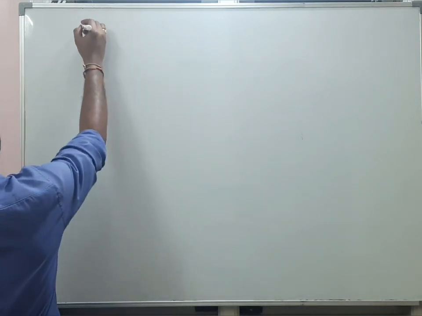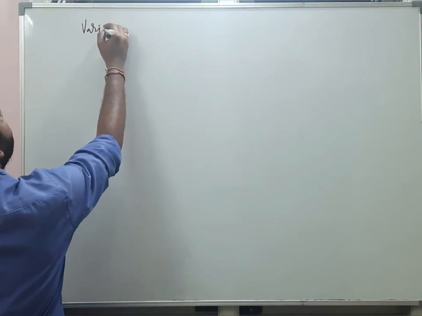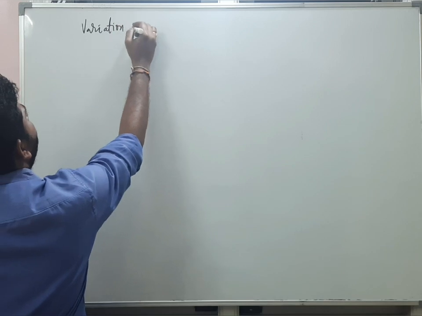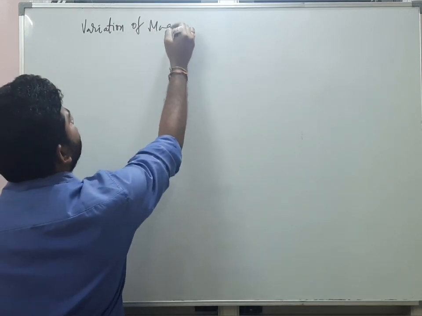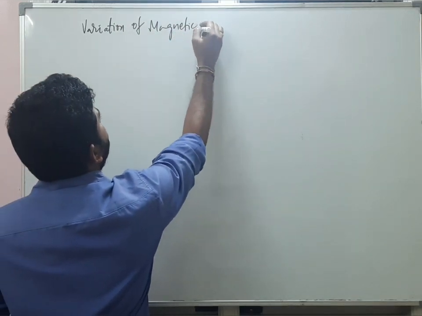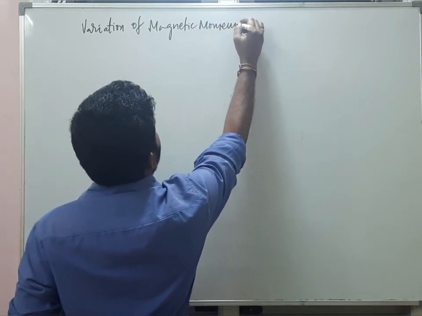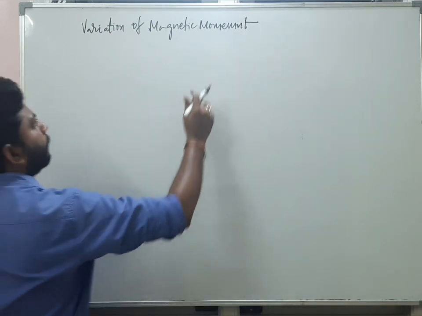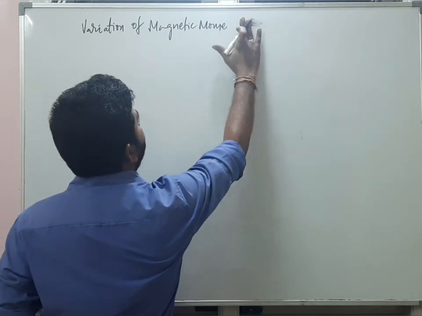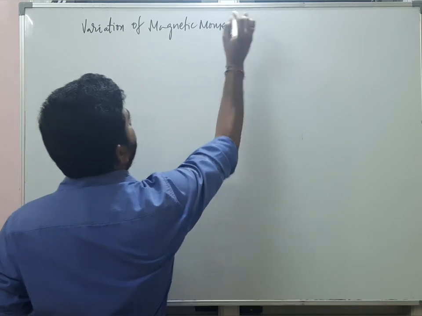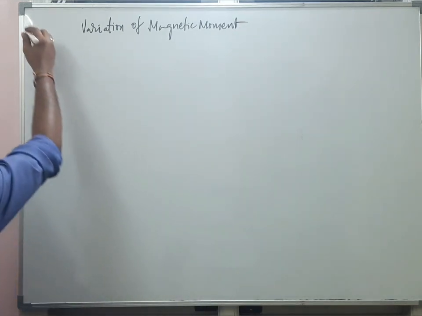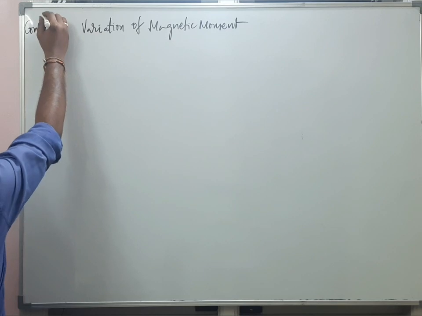Let's continue the chapter called Magnetism and Matter. What was the last discussion? Variation of magnetic moment. Variation of the magnetic moment, and we are doing the continuation.